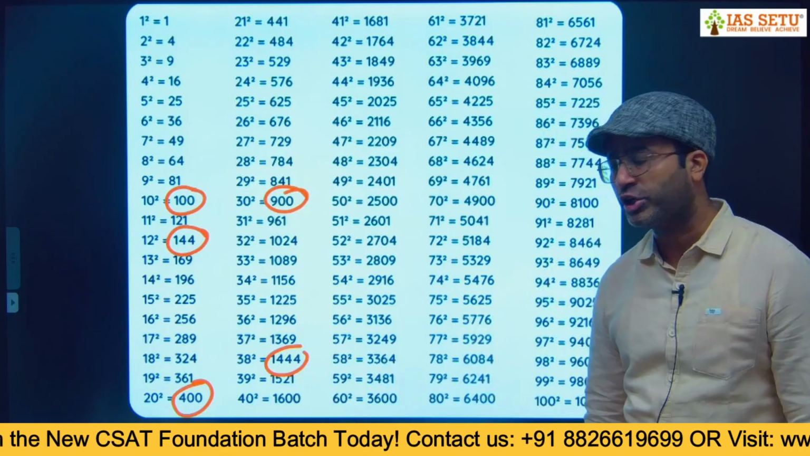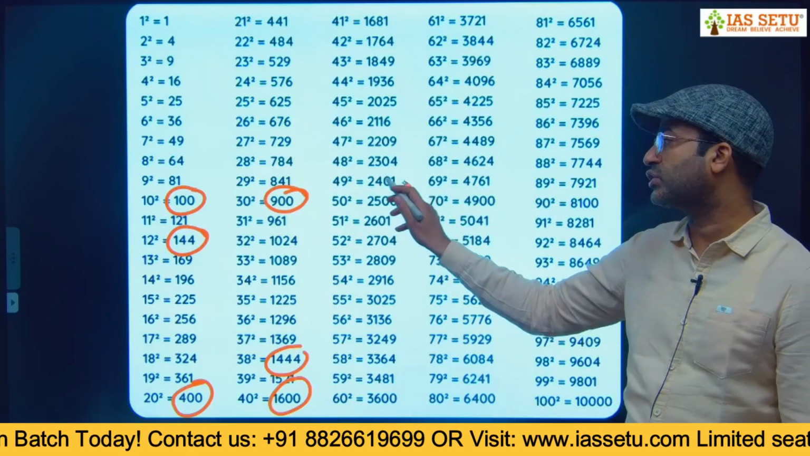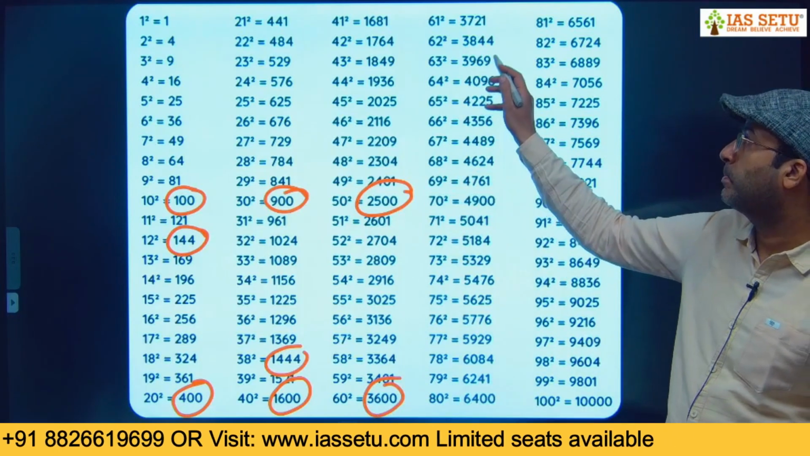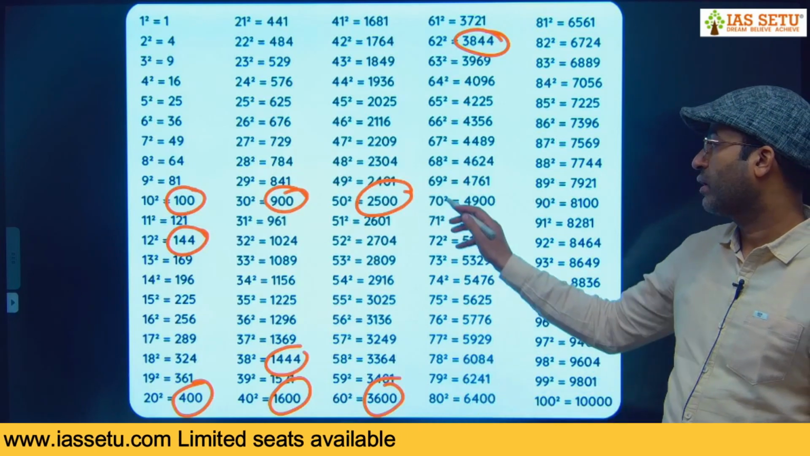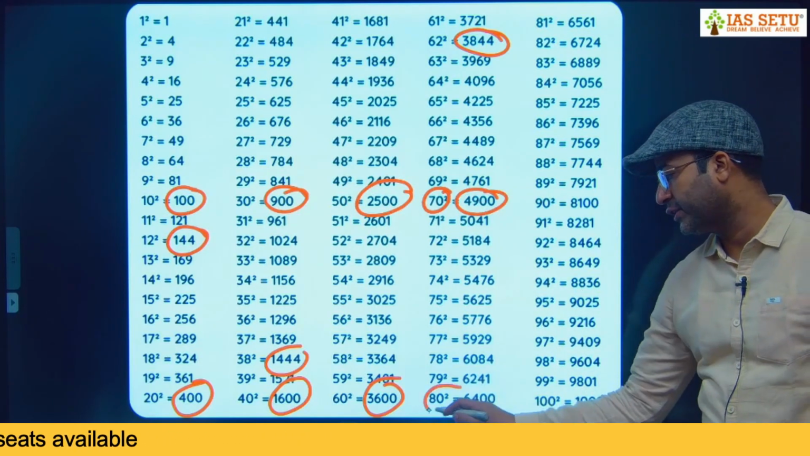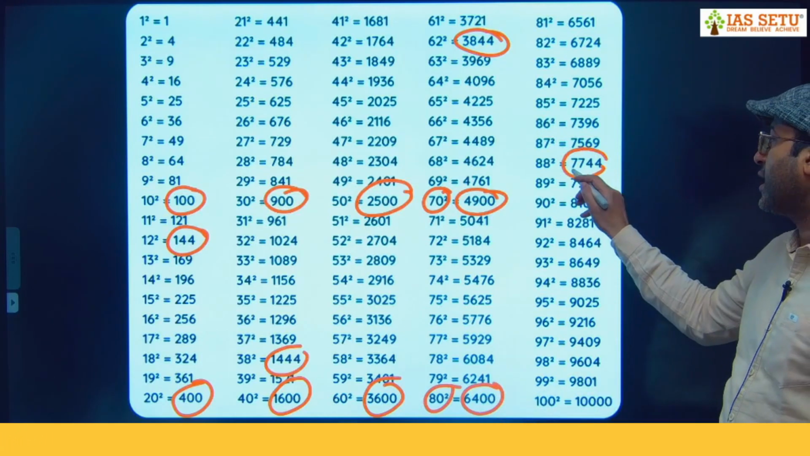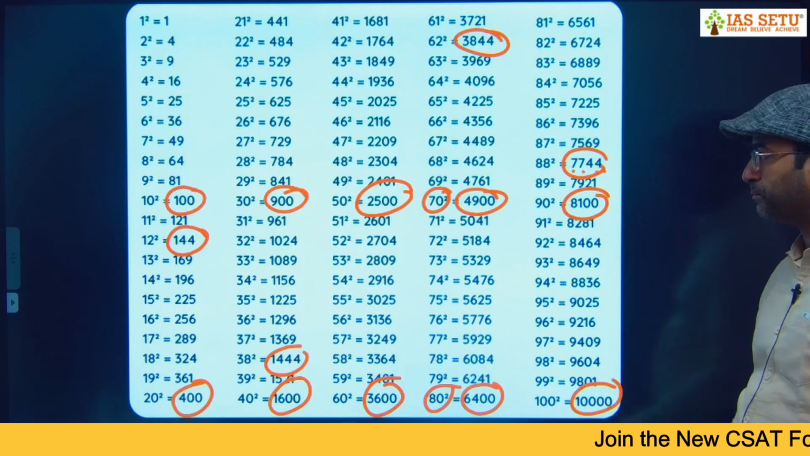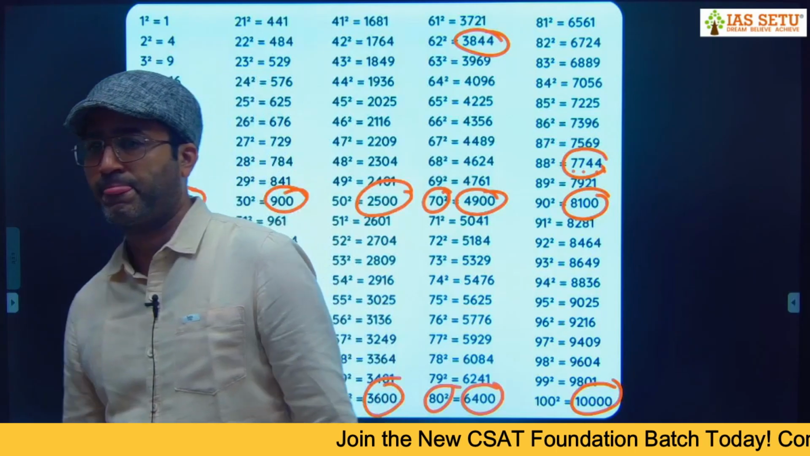After that 40 square 1600. Then next is 50 square. After that 60 square. After that 62 square 3844. Then 70 square which is 4900. After that 80 square 6400. After that 88 square 7744. 90 square and 100 square. Tell me what you have observed here in this value.